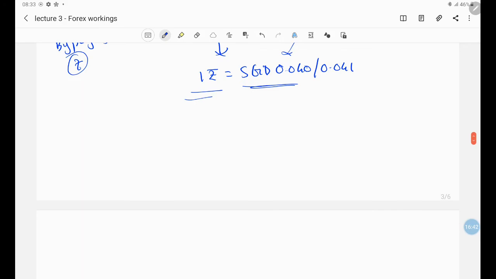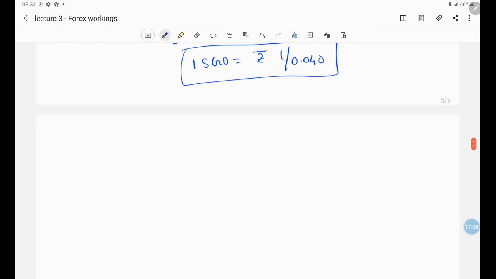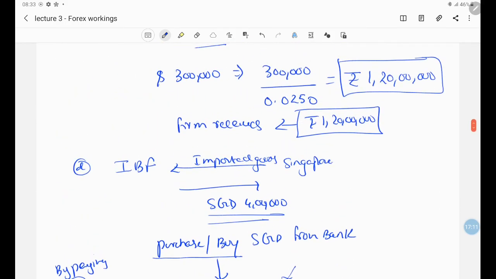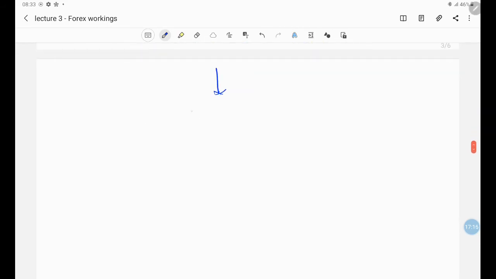So you can put it in a conversion point, you can put it like this also. It is given like SGD 0.040 is 1 rupee. So what is 1 SGD? So 1 SGD will be 1 divided by 0.040. So this value you can multiply with the value that we have to pay, for the Singapore dollar.